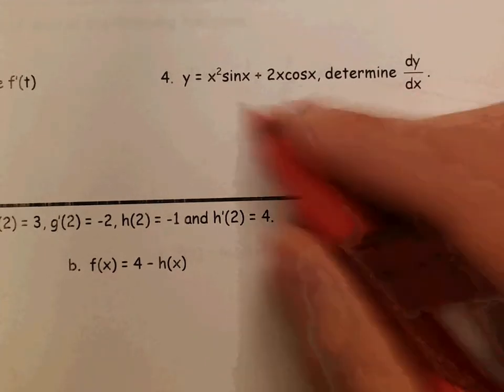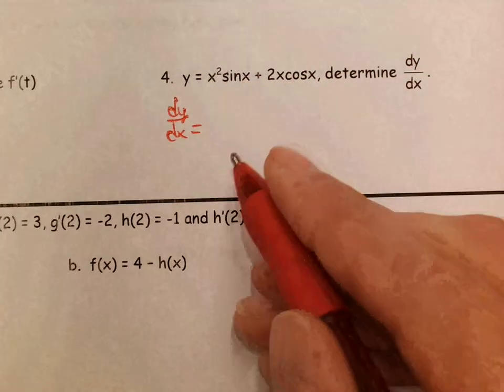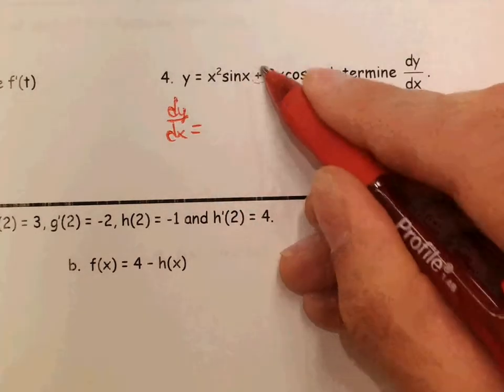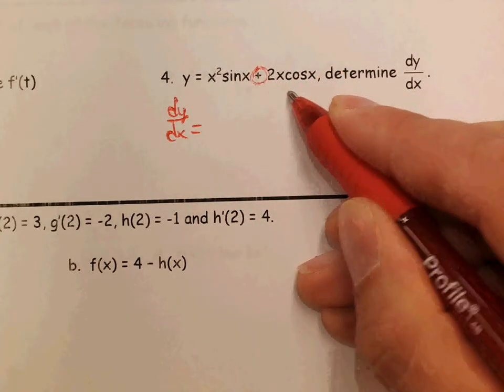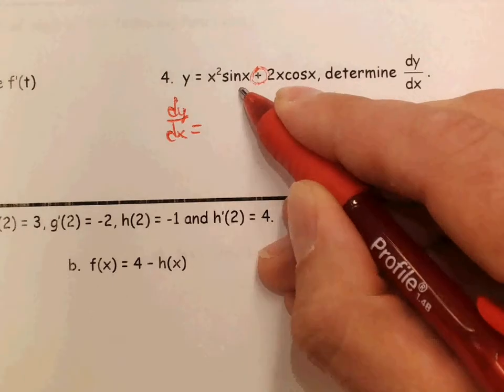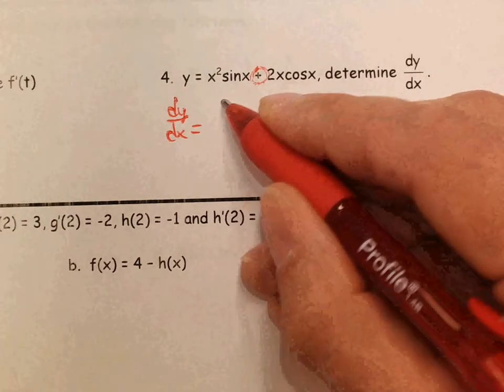To find dy dx, we're doing the derivative. It's another way of asking you for f prime of x, or y prime. We have two different things separated by a plus, and our sum and difference rule says you can just do each one separately. So we're going to do the derivative of this first term, x squared sine of x first, and then we'll deal with this one.